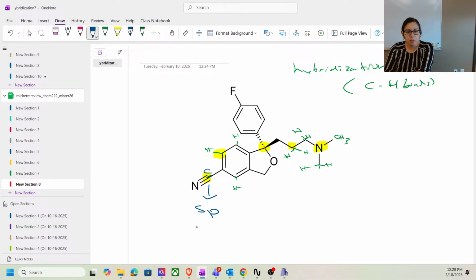Although, right, you should be able to do that. So then we could do, well, there's 1 sigma, 2 pi. But yeah, so that would be like the most I would ask probably. And then let's look at this one. So this carbon, right, is bound to 1, 2, 3 things. So what's its hybridization? sp2.